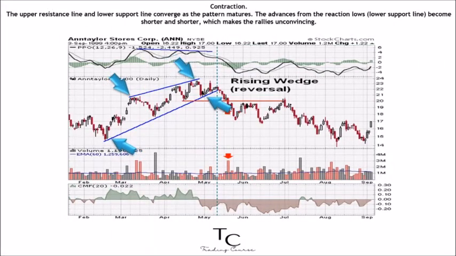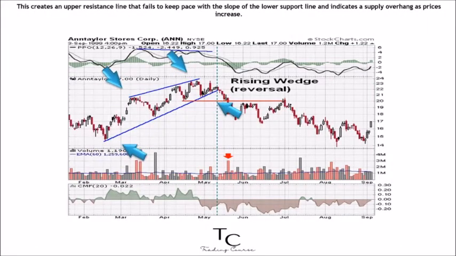Contraction. The upper resistance line and lower support line converge as the pattern matures. The advances from the reaction lows, the lower support line, become shorter and shorter, which makes the rallies unconvincing.